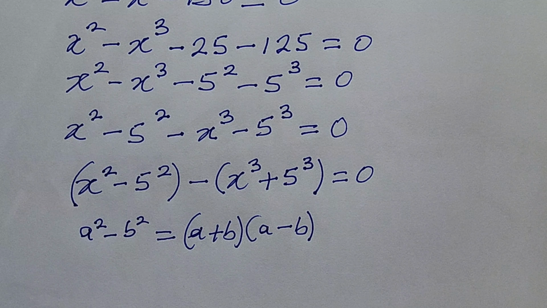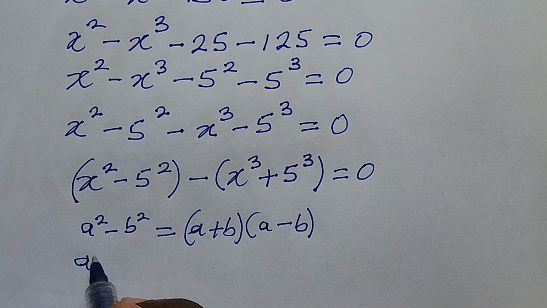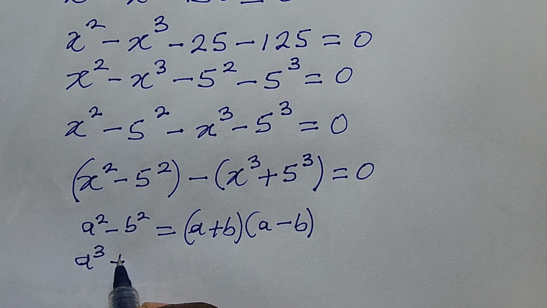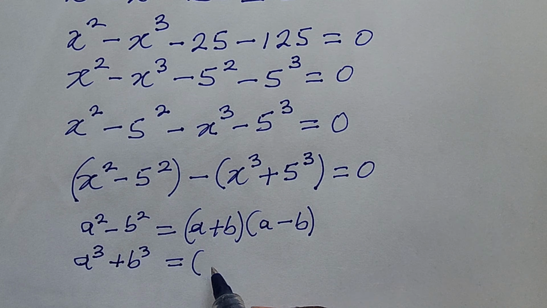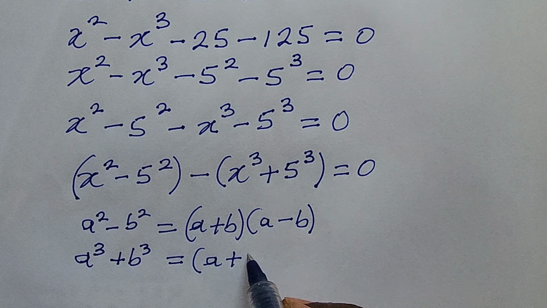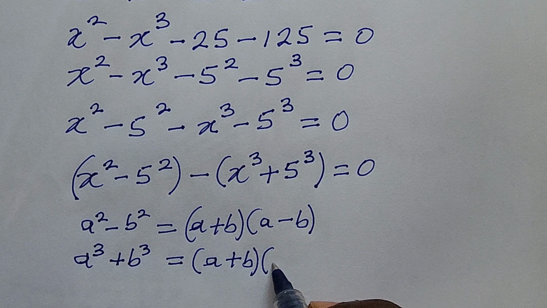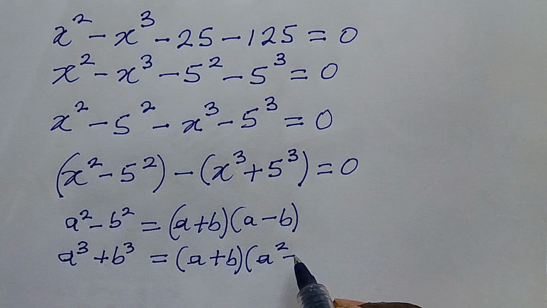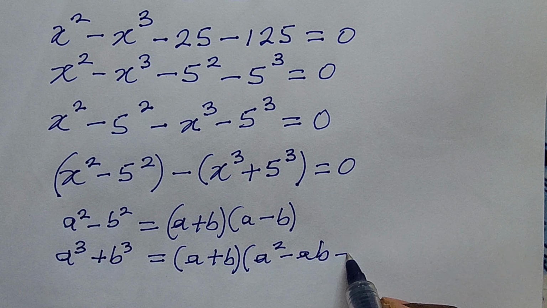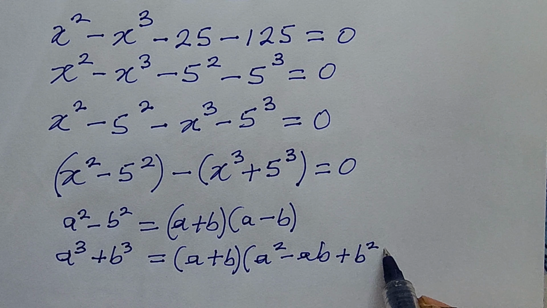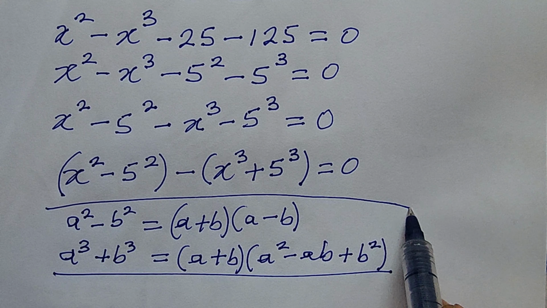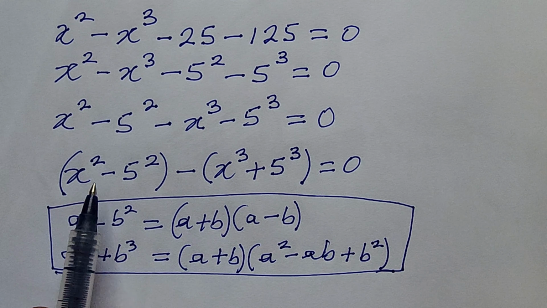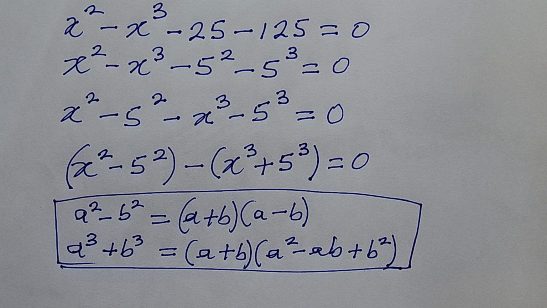And what does it say? It says that if you have your a to the power of 3 plus your b to the power of 3, this is equal to bracket open a plus b close bracket, bracket a to the power of 2 minus ab plus b squared close bracket. Now we're going to apply these two rules in solving this expression in here.